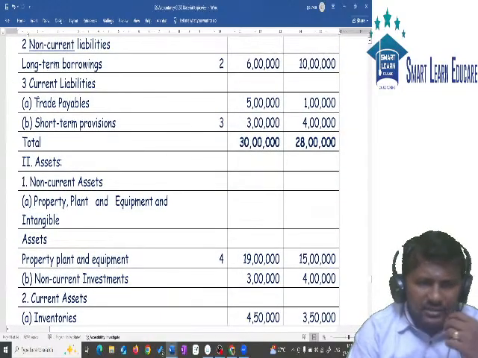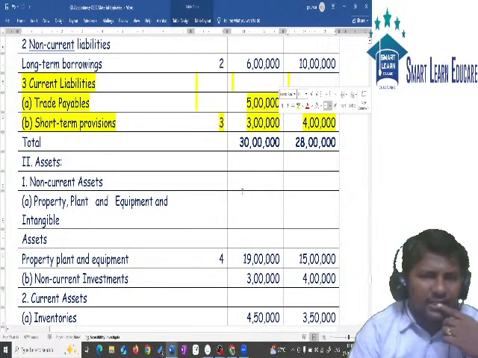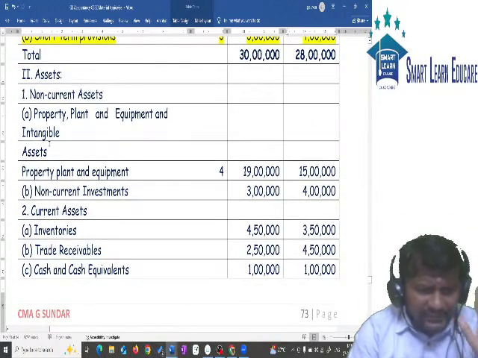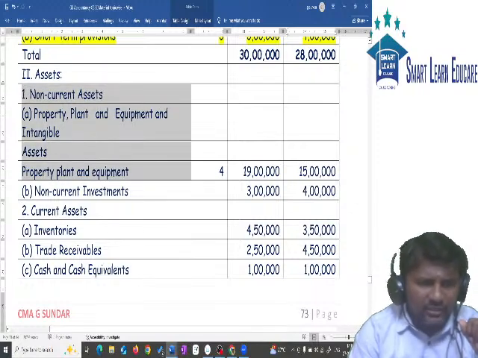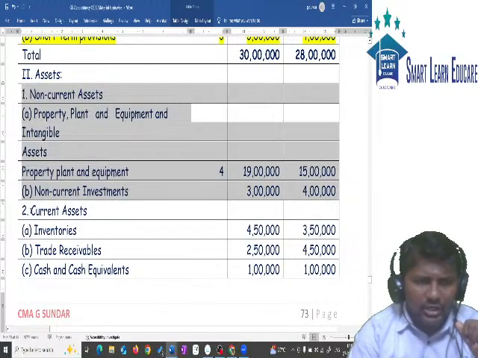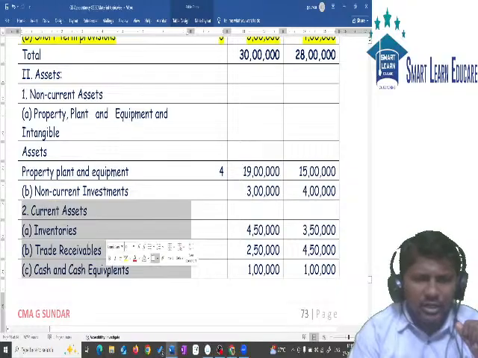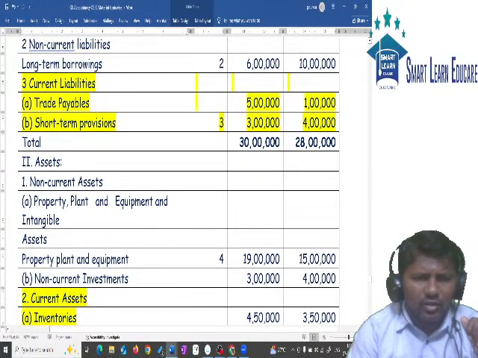Current liabilities. This is not required for this question because they didn't ask for operating activity. Asset side information required. Non-current asset is required and non-current investment is also required. But what is not required? Current investment is not required. So non-current investment, PPE, relating to point number 4 they have given.